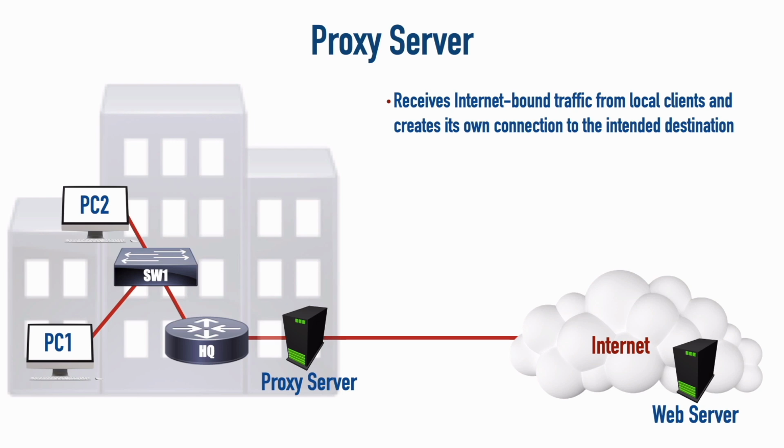Now, what's the advantage of doing that termination and then origination of this packet flow? Well, for one thing, that proxy server could filter the content. Maybe we want to block particular URLs as an example. A proxy server might be able to do that.